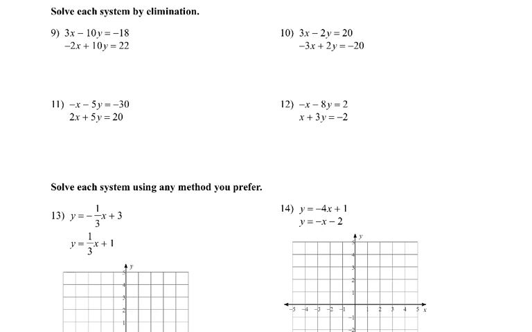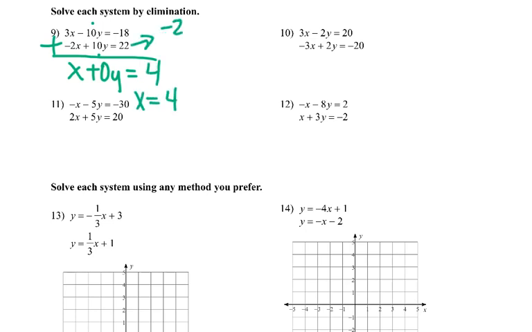So they're all lined up, negative 10 and positive 10. So I'm going to add those. So 3 plus negative 2 is just 1x. Negative 10 plus positive 10 is a 0y. Negative 18 plus 22 equals a positive 4. So x equals 4. Take one of these and plug in x equals 4 and solve for y.